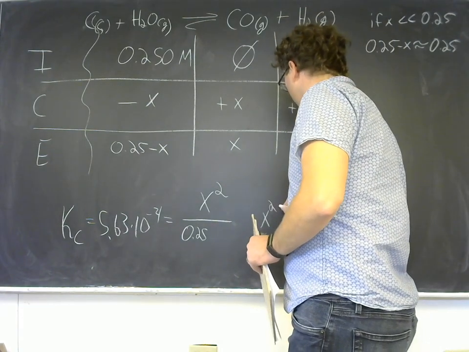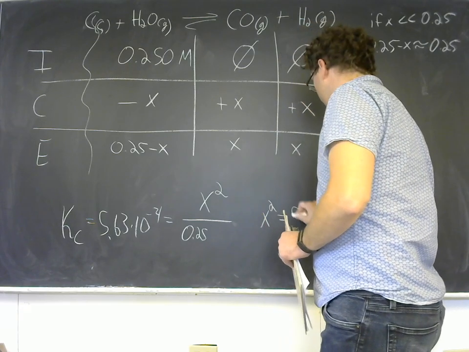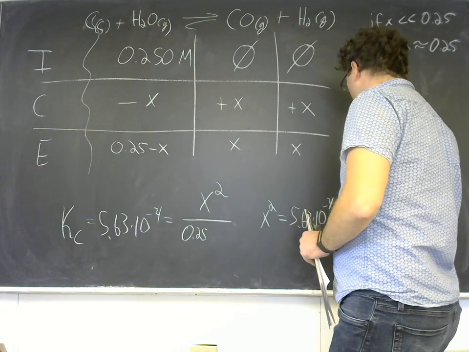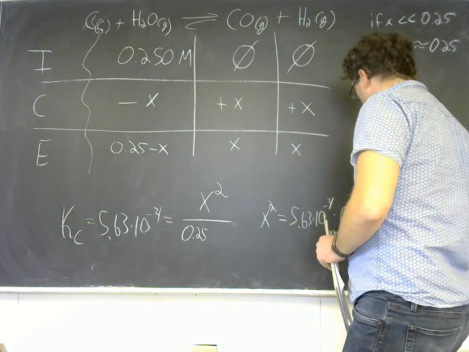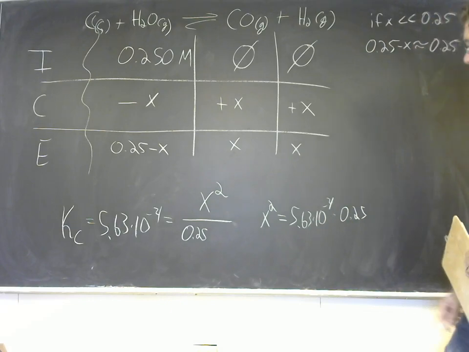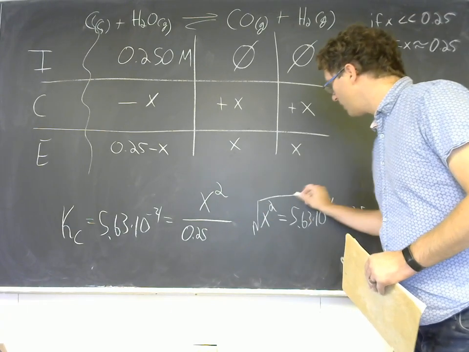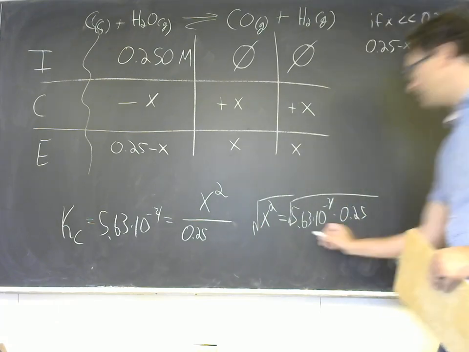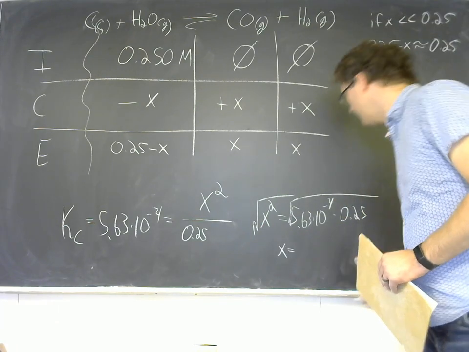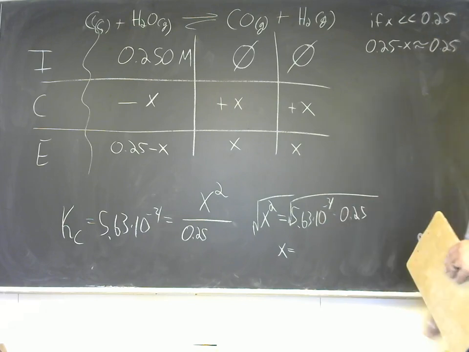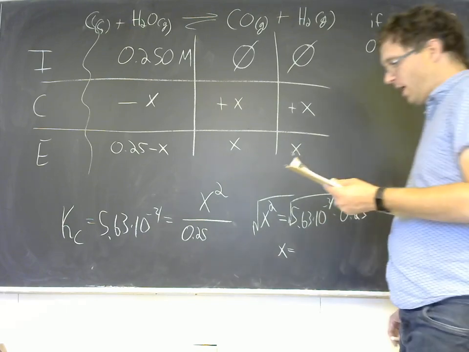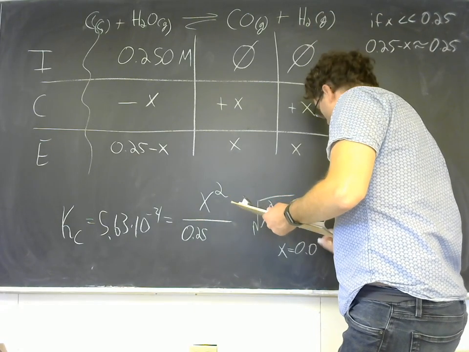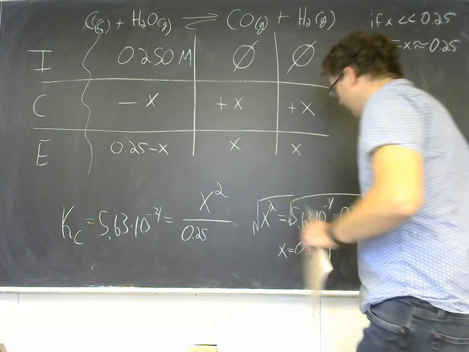X squared is going to equal 5.63 times 10 to the negative fourth times 0.25. And if we just take the square root of both sides, then we can get x is equal to the square root of the product of those two numbers, and we end up with x is equal to 0.0119.